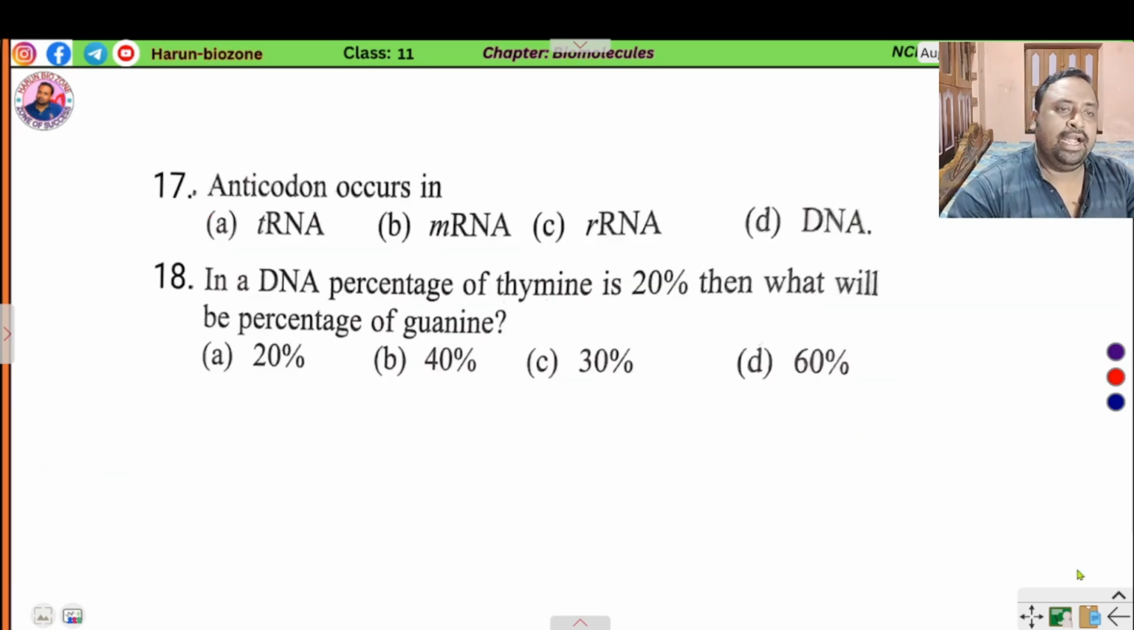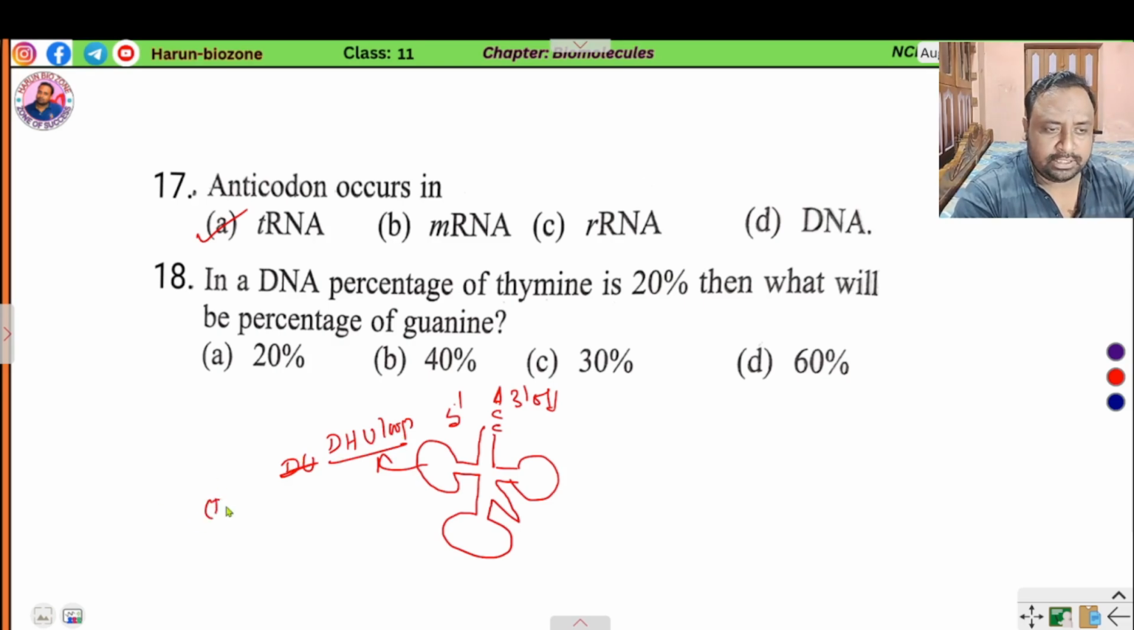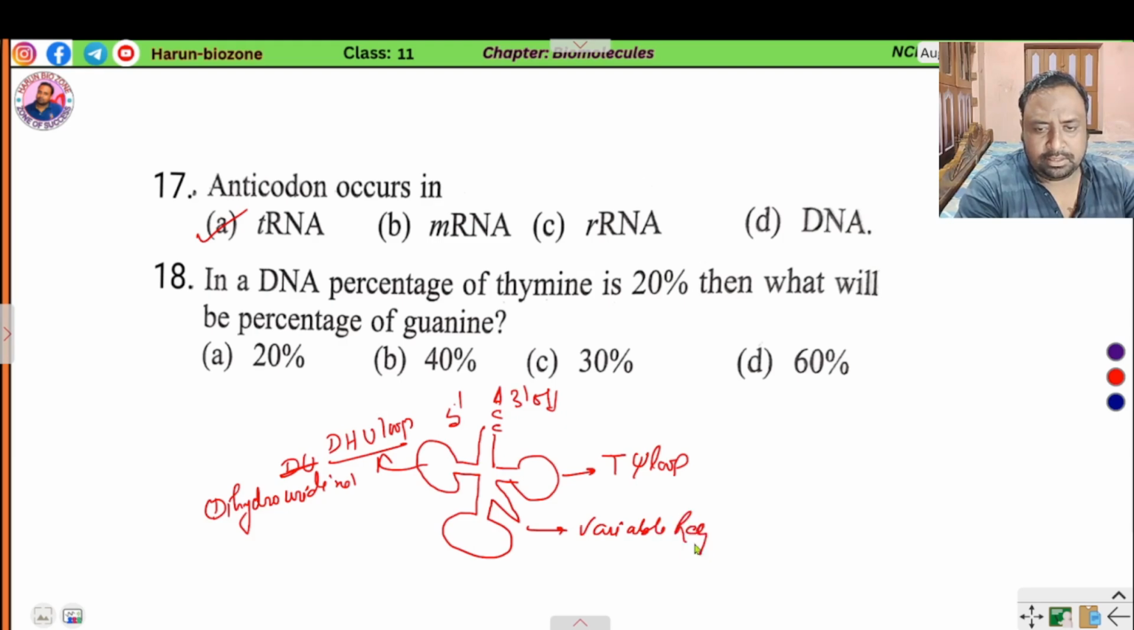Next question: anticodon occurs in, definitely, tRNA, because in case of tRNA the clover leaf structure model is present. This is the variable loop, this is the T-psi loop, and this is the ACC end with 5 prime and 3 prime hydroxyl group. This is the D loop, the DHU loop. DHU means dihydrouridine.